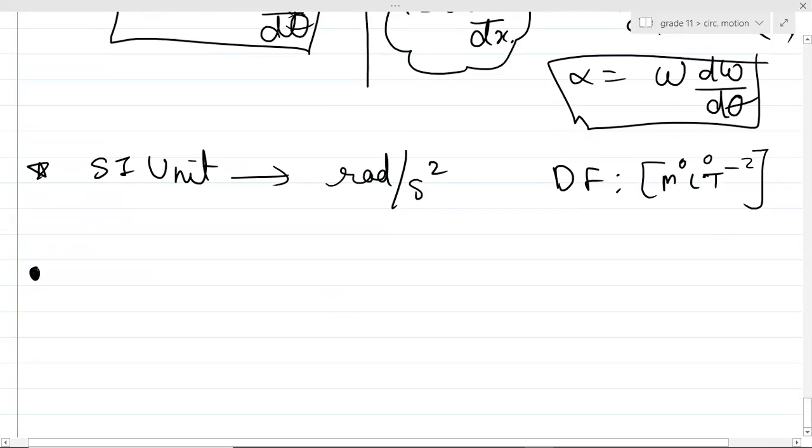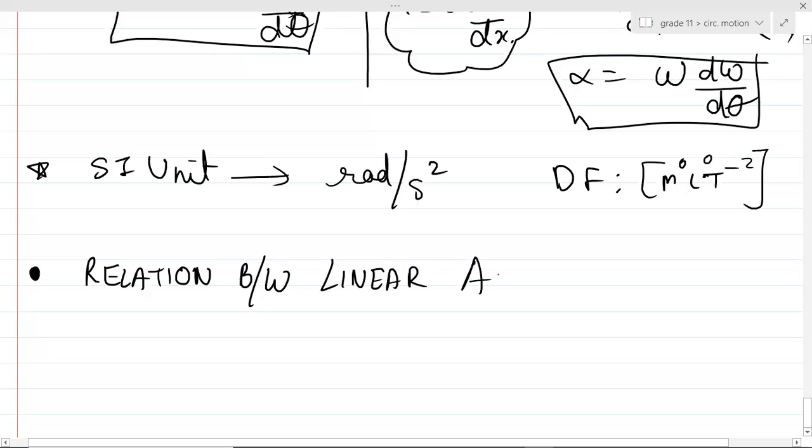Now write down the heading. Write down the heading, guys. The relation between linear and angular parameters.